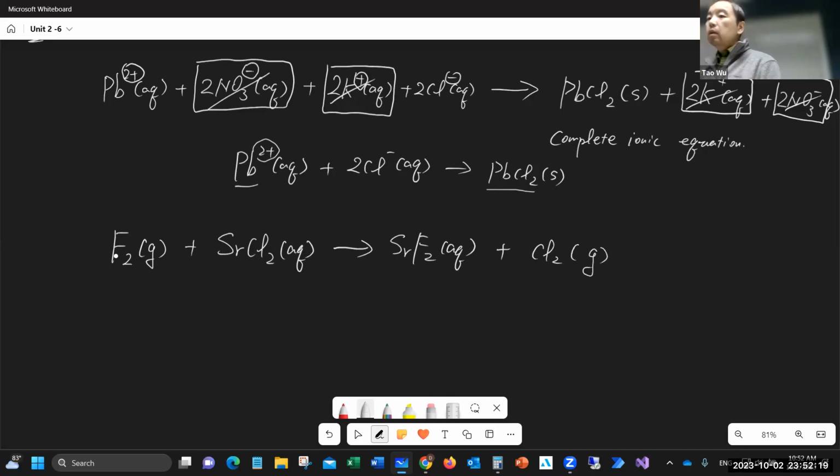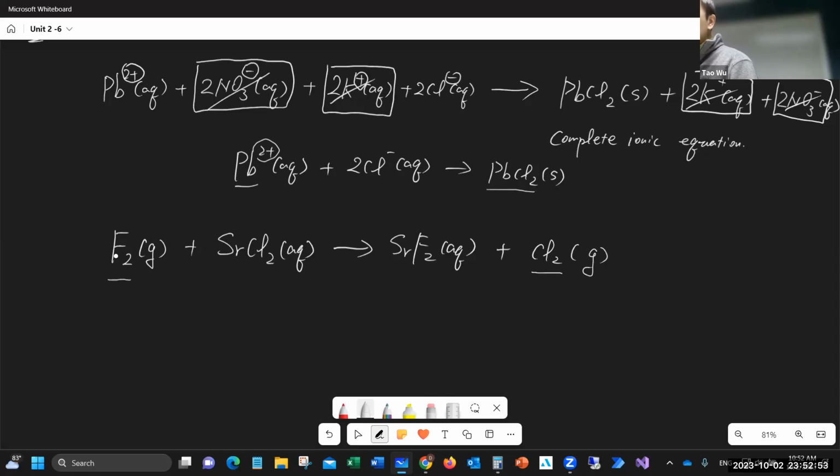Okay, so now let's see which are those things that can be rewritten as ions. We talk about the ones that are electrolytes, which means they are ionic compounds and they dissolve in the water, right? So is the fluorine an ionic compound? No. So this guy is not an electrolyte. So don't split this. Chlorine gas is not an electrolyte. So don't split this. Okay.